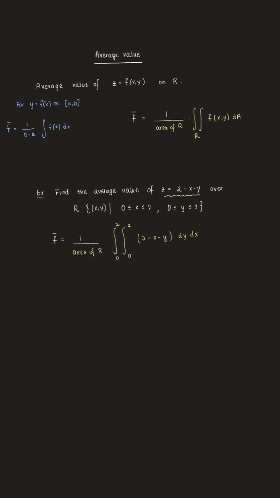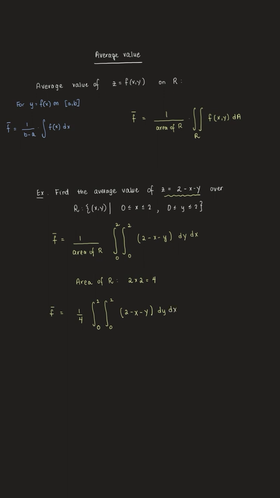Okay, we can find the area of R because it's just a rectangular region. So the area of R is going to be a 2 by 2 rectangle, or square. So that's just going to be 4. And our average value will then be 1/4 times the integral from 0 to 2, integral from 0 to 2 of 2 minus x minus y dy dx.